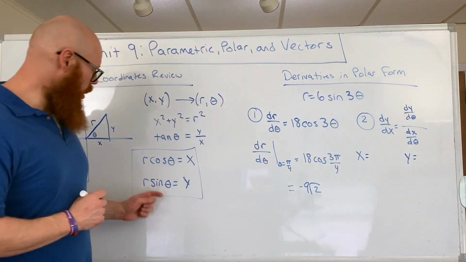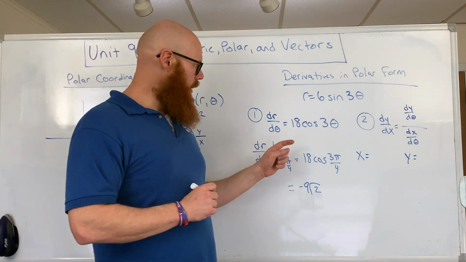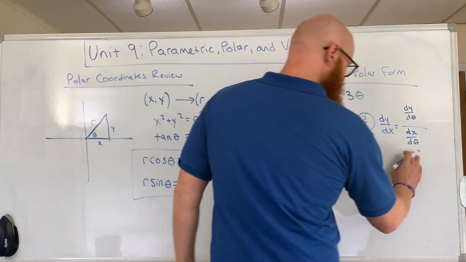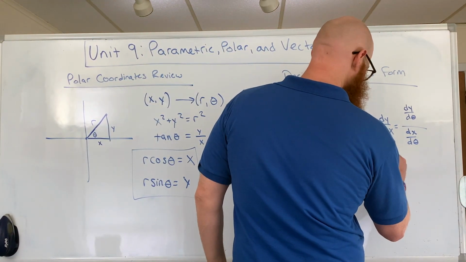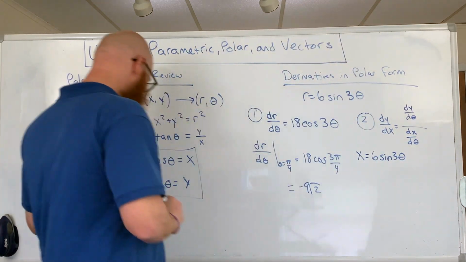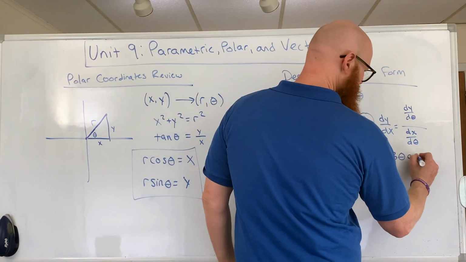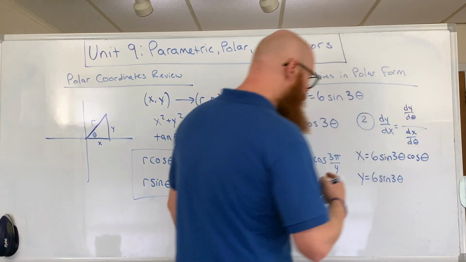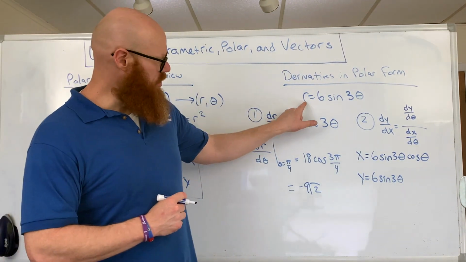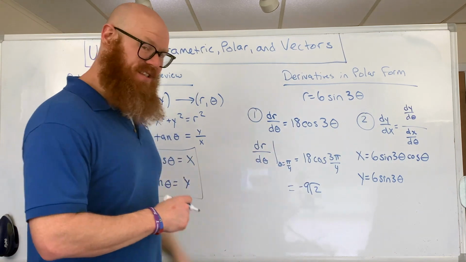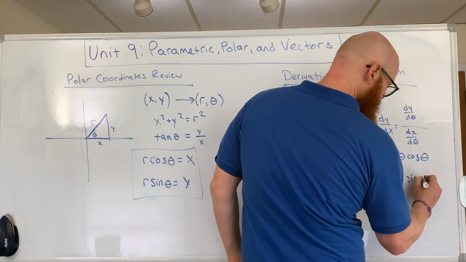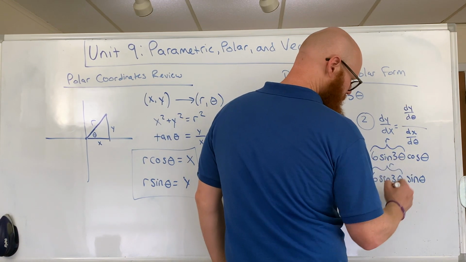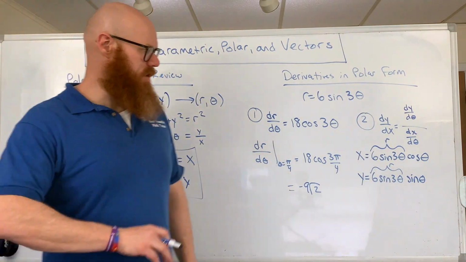Well, x is always r cosine theta, and r is 6 sine 3 theta. So what this really means is x is 6 sine 3 theta, that's the r, times another cosine theta. Y is 6 sine 3 theta, again the r given in this problem, times another sine theta, because it's r sine theta. So basically you have r in both of these. X is always r cosine theta, y is always r sine theta.